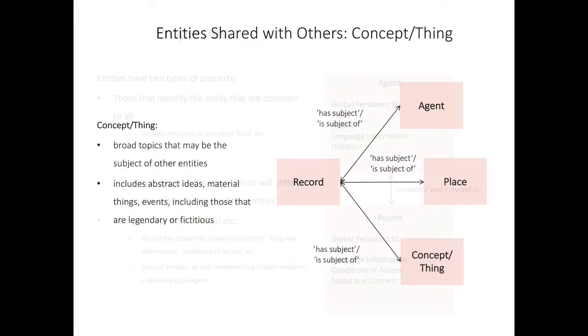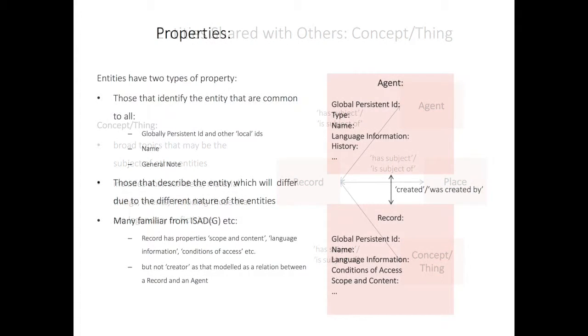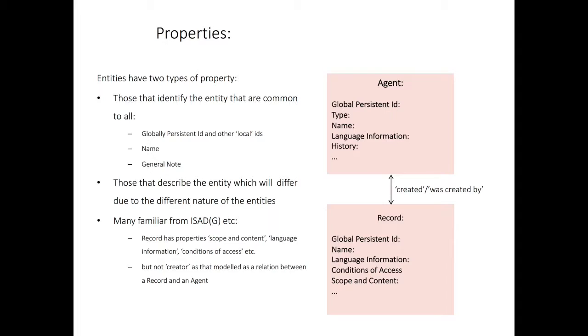We move then to the properties. In the draft, you'll see we've set out properties for each of our entities, and these again can be sort of characterised as two types. First are those that are common to all entities. These mainly relate to the identification of the entity, such as a globally persistent identifier, other local identifiers, and by local here we mean anything that isn't the globally persistent, so it could be local for an entire region down to local for your particular institution.